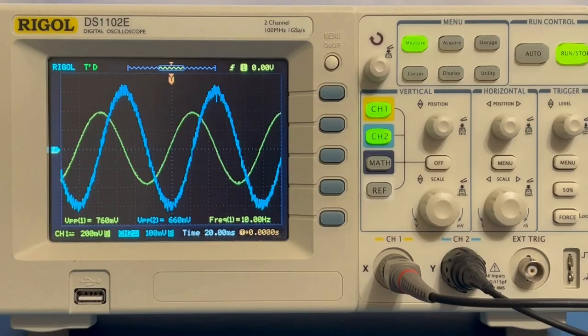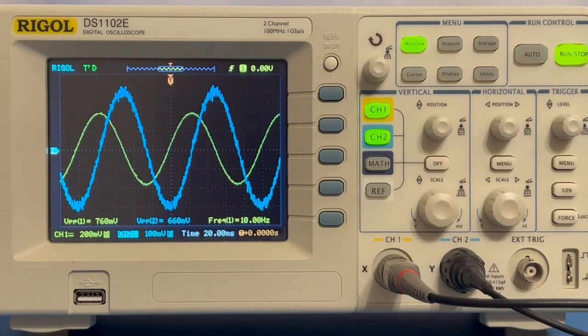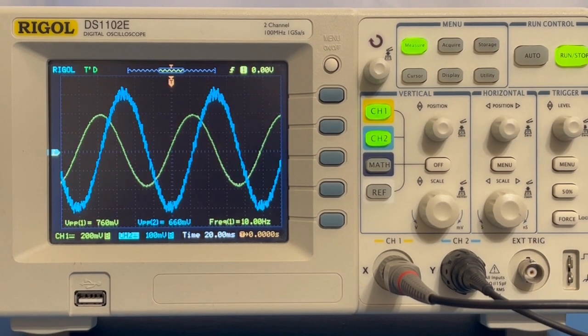we see that at 10 Hz, the input voltage is at about 760 millivolts peak to peak, and the output is at about 660 millivolts peak to peak. This is around 0.87 gain, which is close to our expected 0.8859 gain. Note that there are significant amounts of high-frequency noise on the output.